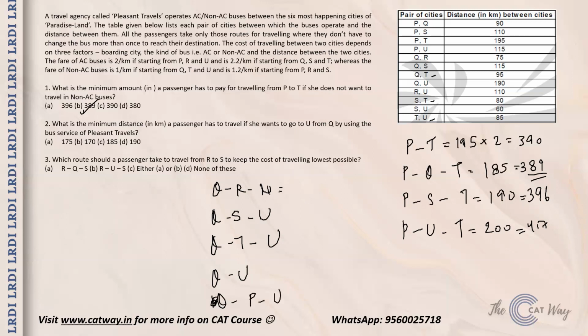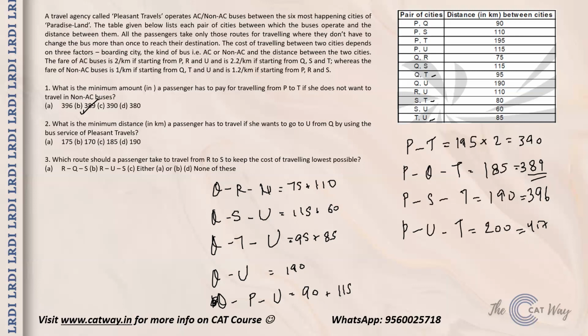Now talk about the distance. So QR is 75 and RU is 110. QS is 115, SU is 60. QT is basically 95, TU is 85. QU directly, if you go, you will go 190, and if you go PU, you go 90, and from PQ you go to 90, and PU you go to 115.